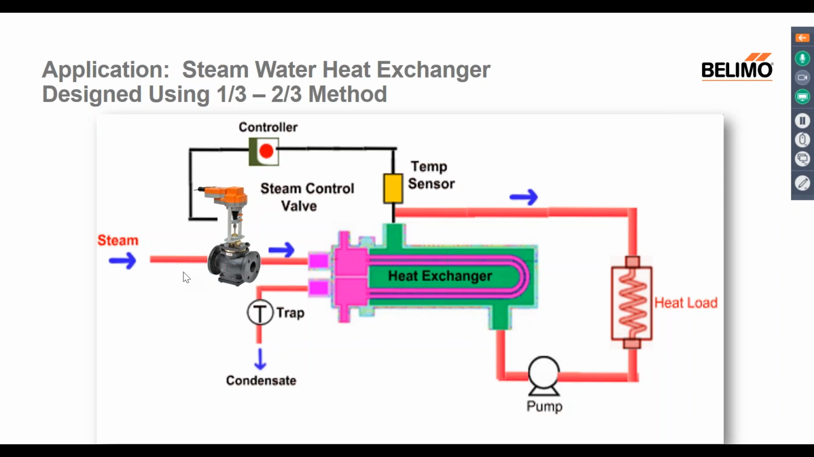On heat exchangers like this, you'll commonly see 1/3, 2/3 to get better control. You get better control at different load demands, because the load demand on that heat exchanger, let's say it's a hotel, in the early morning hours when everybody's showering, is dramatically different than the afternoon or the downtime.